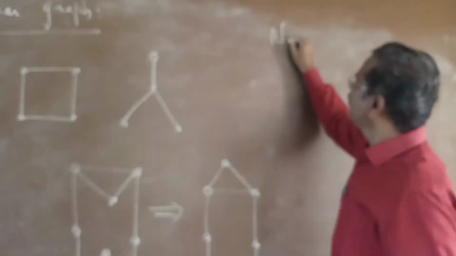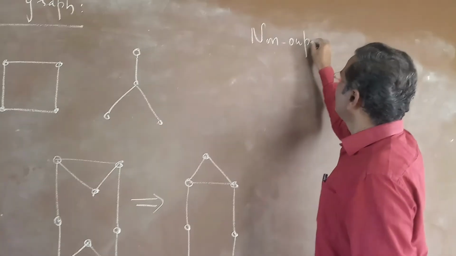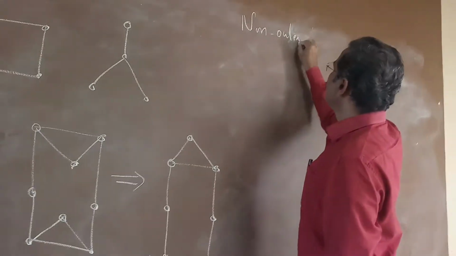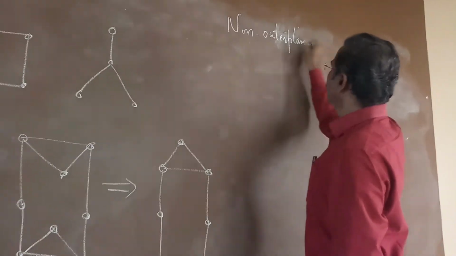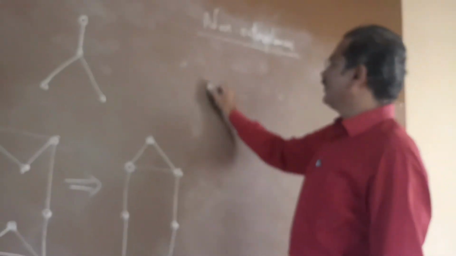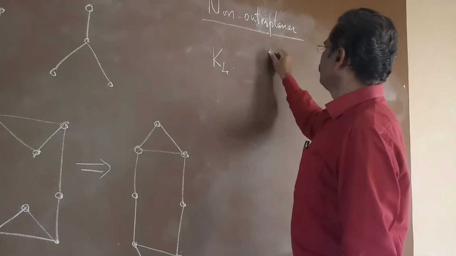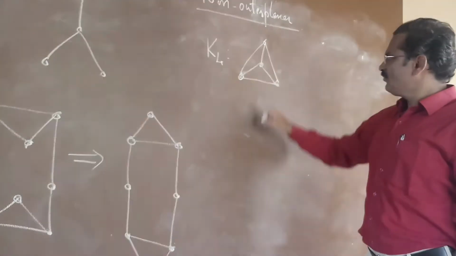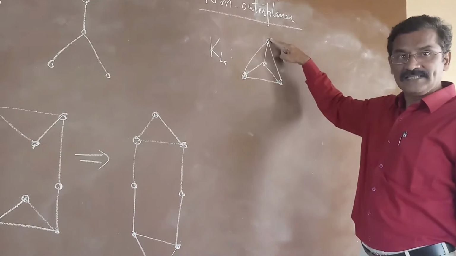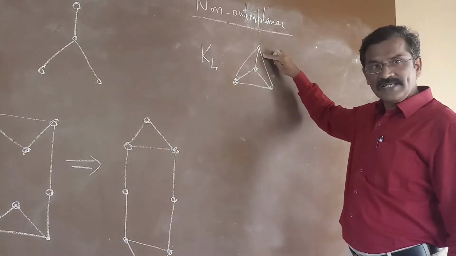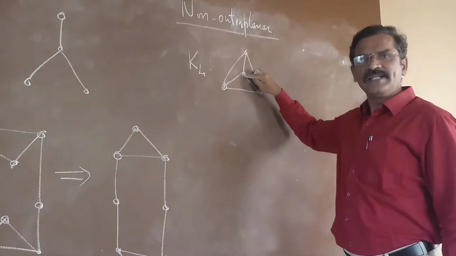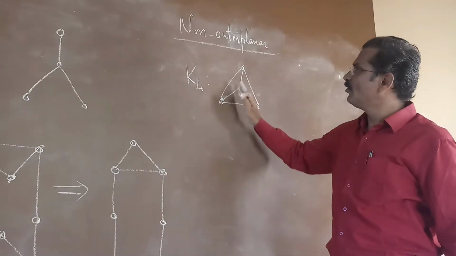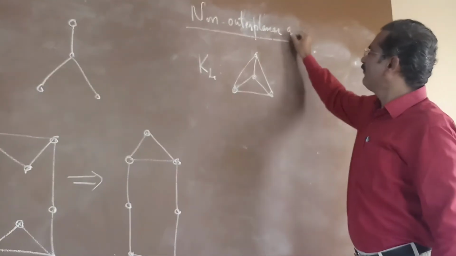Now, which graphs are non-outer planar? I will consider one example, K4. This is our K4. This vertex is not lying on the boundary of the exterior region. If you try to locate it on the boundary of the exterior region, one vertex will be inside the interior region. So it is not possible to take all the vertices on the boundary of the exterior region. Therefore, this is one example of a non-outer planar graph.